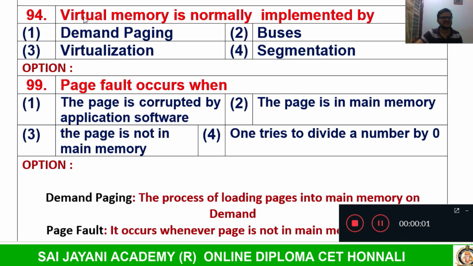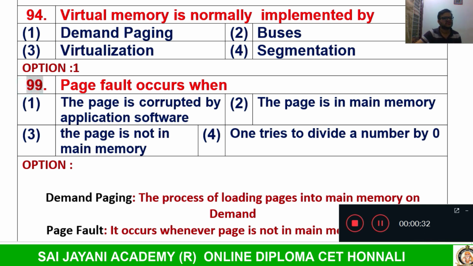From the Diploma CET 2018 question paper, and for the branch Computer Science and Engineering, and the subject is operating system. In that, the question number 94. The virtual memory is normally implemented by, we have 4 options. In that, the first option is demand paging, the second option is buses, the third option is virtualization, and the fourth option is segmentation. For the question number 94, the option number 1, that is demand paging, is the right answer.